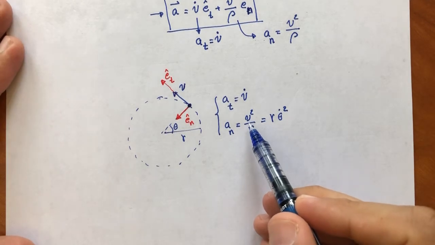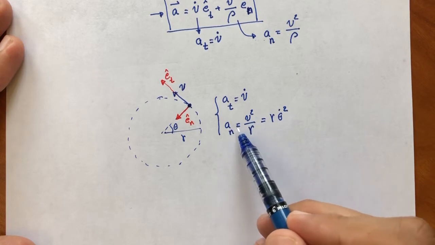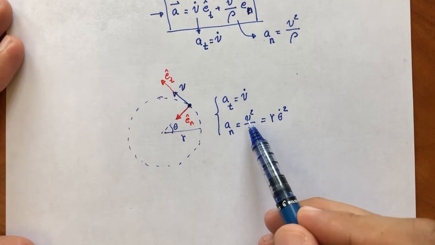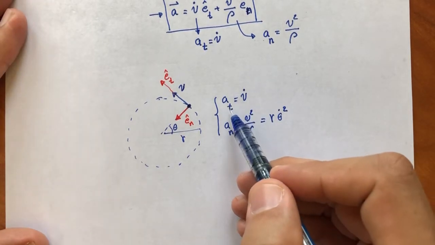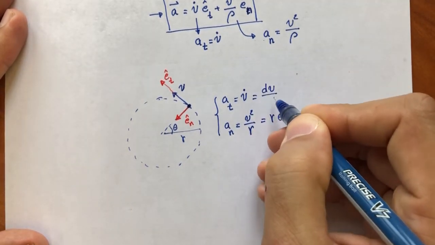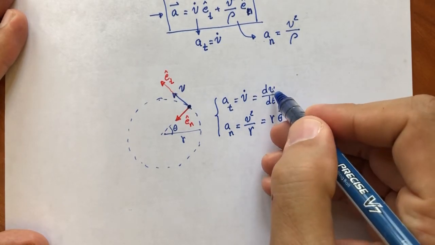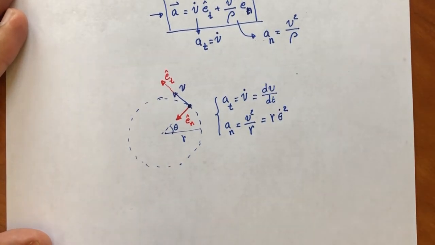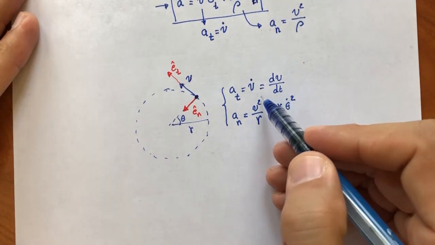So if the speed is even constant, or even if it's changing, it doesn't really matter. Acceleration in the normal direction is going to be a function of the speed and the radius of curvature. But on the other side, acceleration in the tangential direction is change in the speed. It is dv dt, not as a vector, but the derivative of the speed with respect to time. And it has a positive point in it, which comes from this equation.